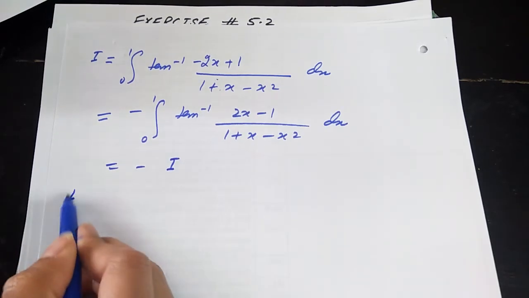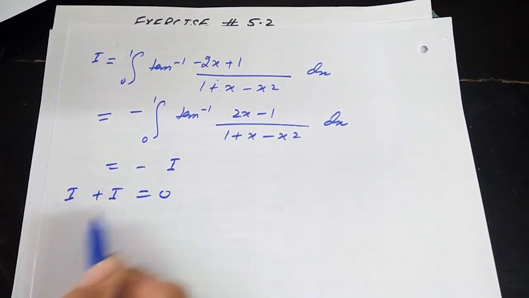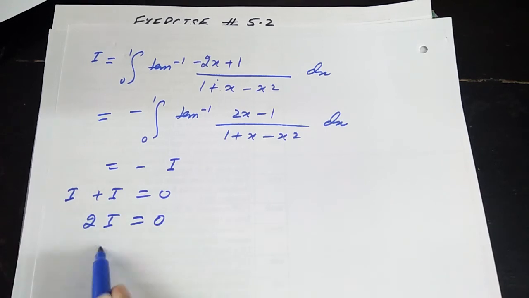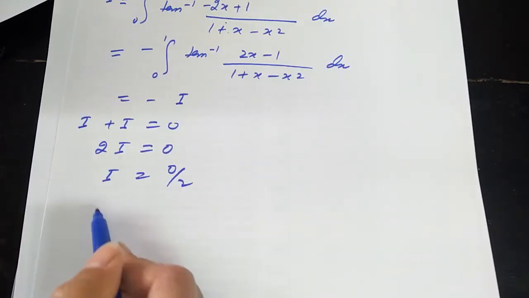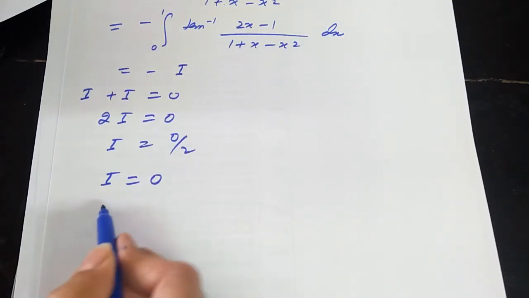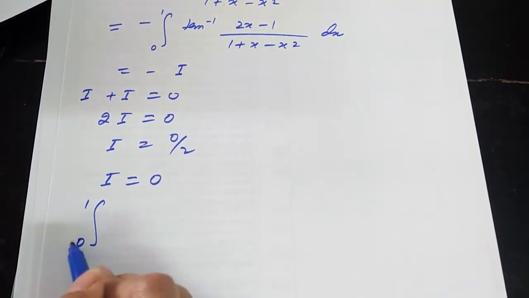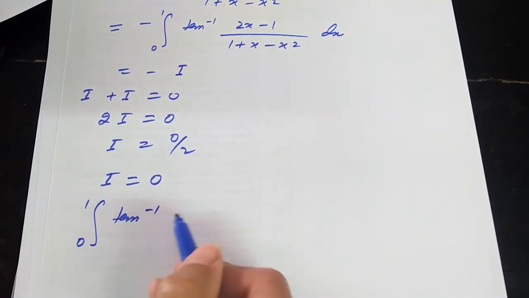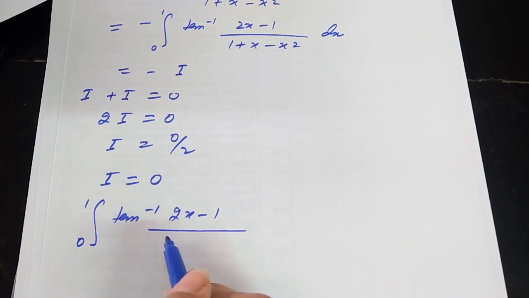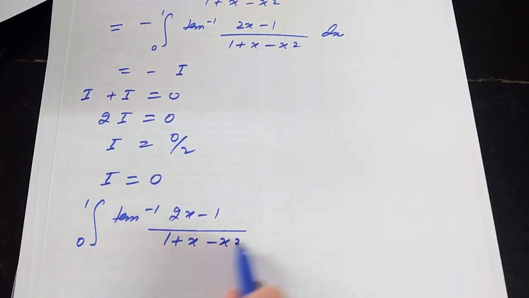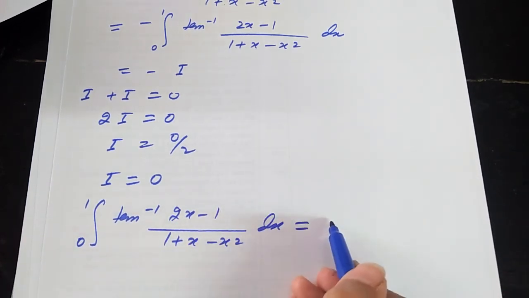So now it will become I plus I equals 0, 2I equals 0, so I equals 0 over 2. So you got I equals 0. So your integral is solved: from 0 to 1 tangent inverse 2x minus 1 over 1 plus x minus x square dx equals 0 here.